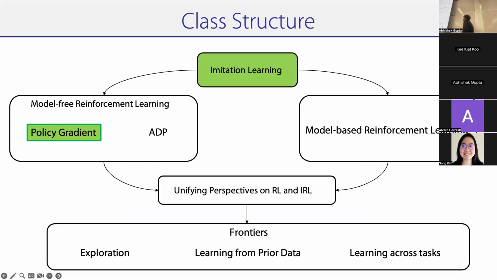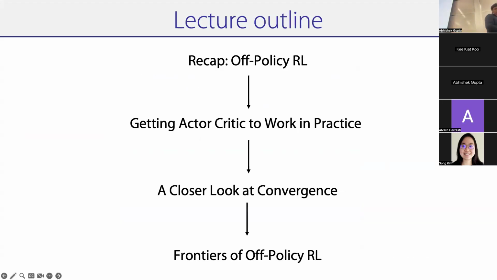Okay, so remember where we are. We finished policy gradient. We're almost done with dynamic programming. And so today's lecture, we're going to start with off policy RL, recapping it, thinking about what it takes to get it to work in practice, thinking a little bit more about convergence, and then some frontiers.